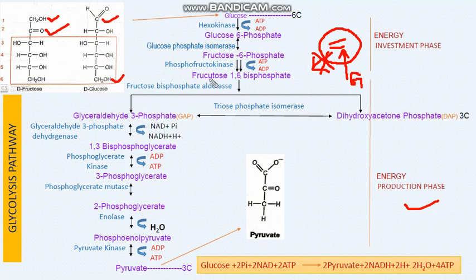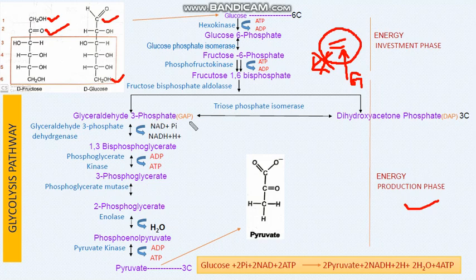And in the next step, the fructose 1,6-bisphosphate, in the presence of enzyme fructose bisphosphate aldolase, gets converted into two molecules which are 3 carbon containing. One is glyceraldehyde 3-phosphate and the second one is dihydroxyacetone phosphate. For our convenience, we can abbreviate this as GAP and dihydroxyacetone phosphate as DAP.